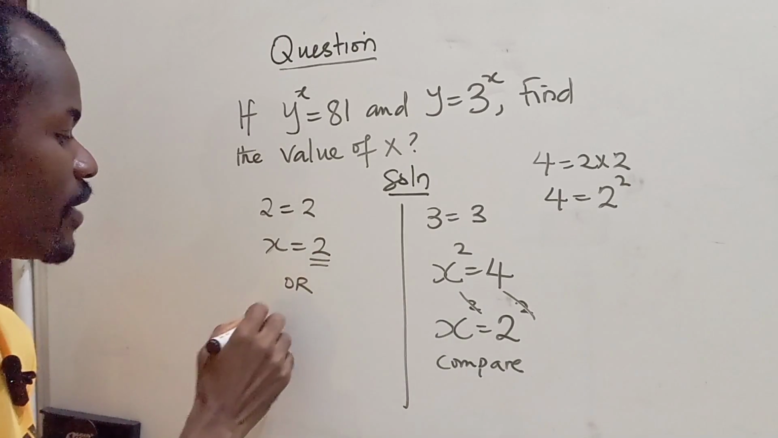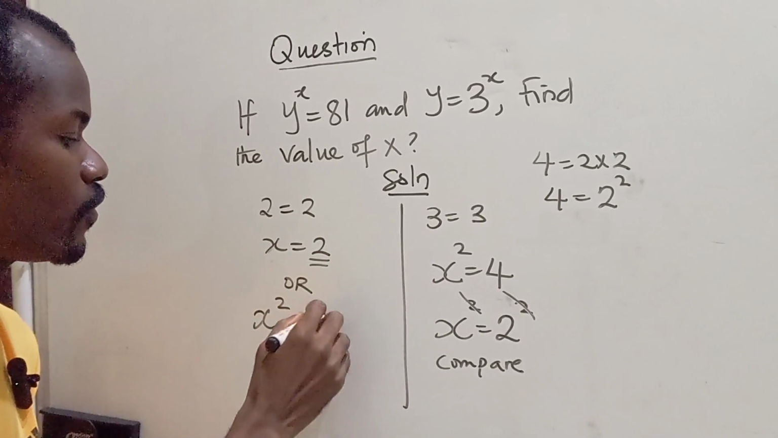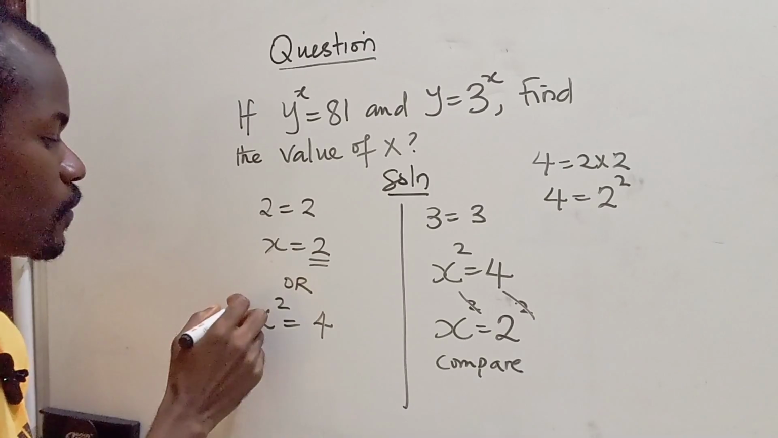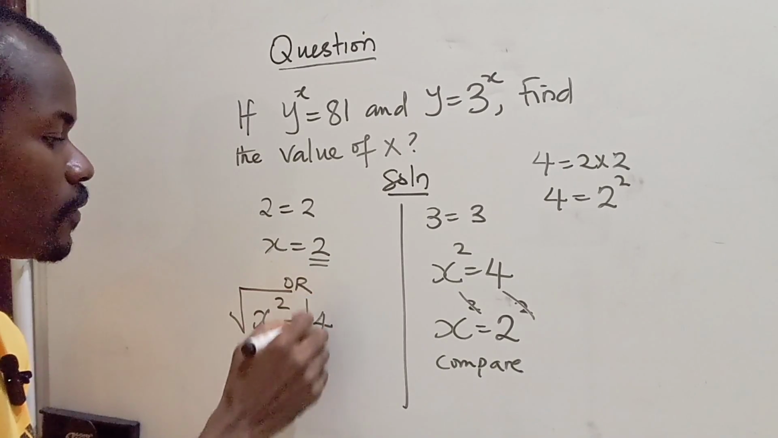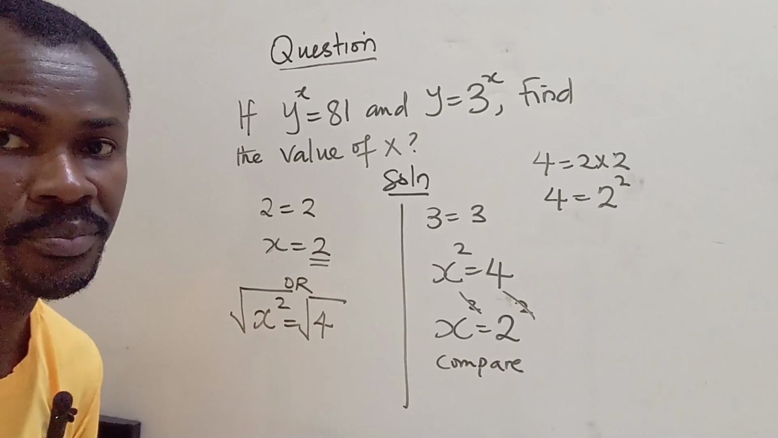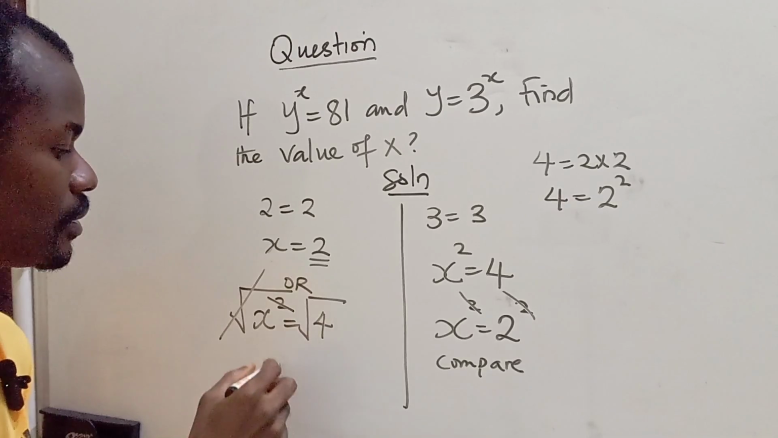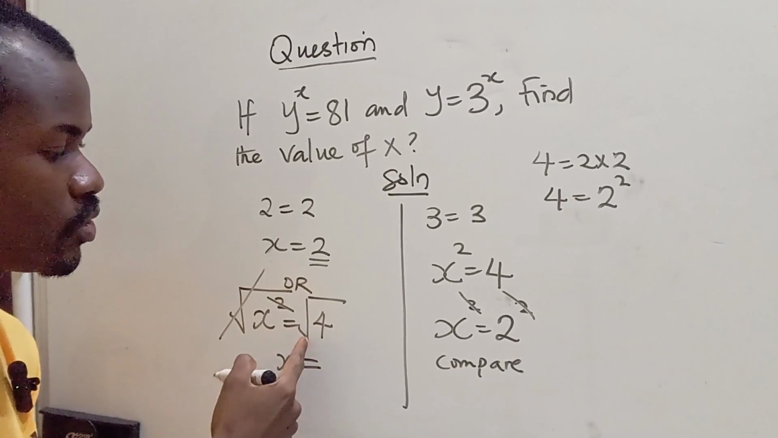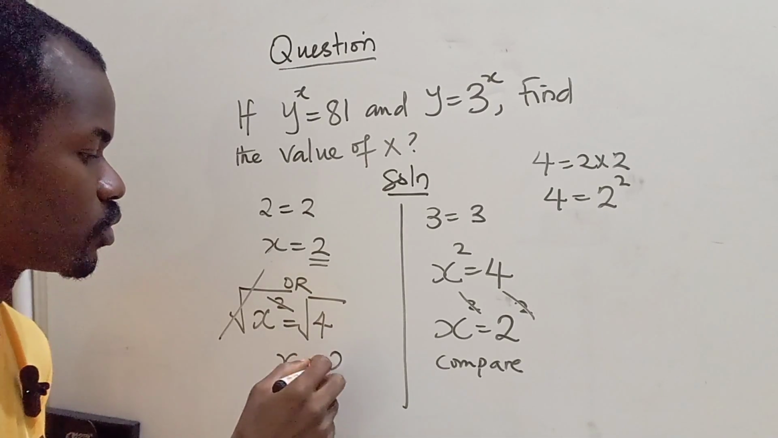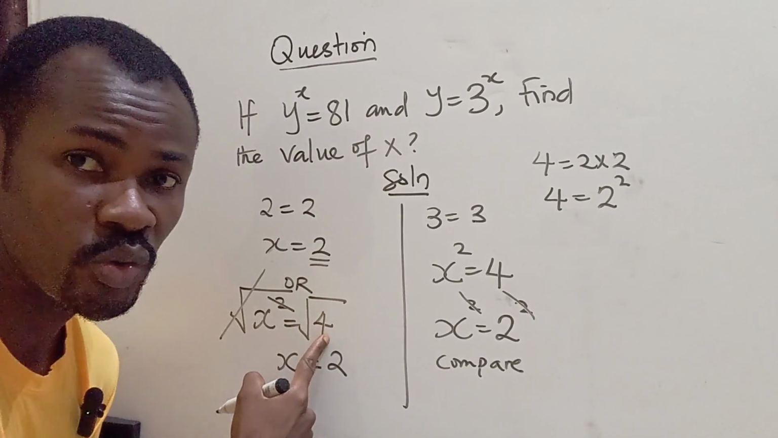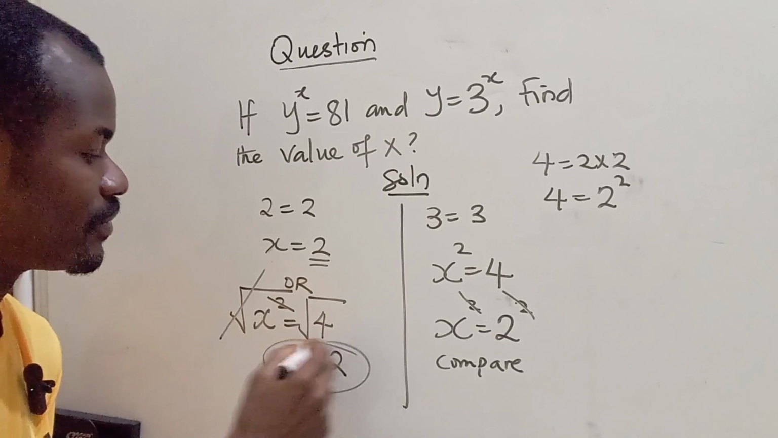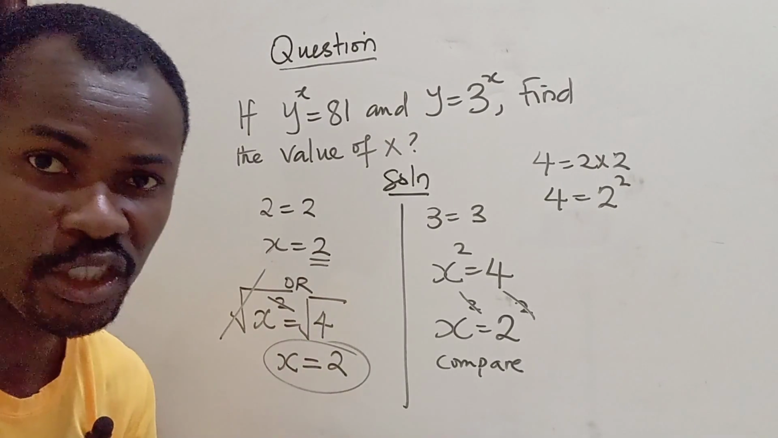Or we have x raised to the power 2 is equal to 4. We are going to take the square root of both sides. Square root can cancel this, so we are left with x equals square root of 4, which is 2, because 2 times 2 is going to give us 4. So this gives us the solution to this problem.